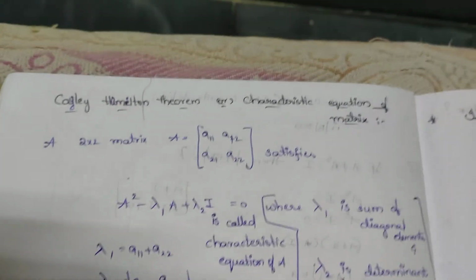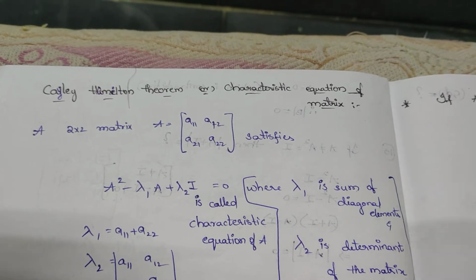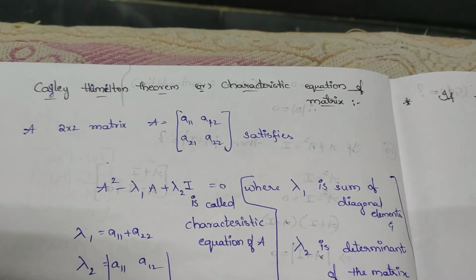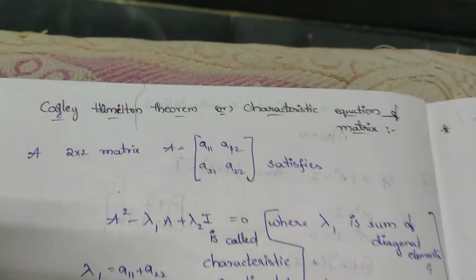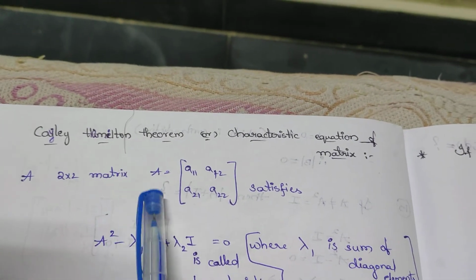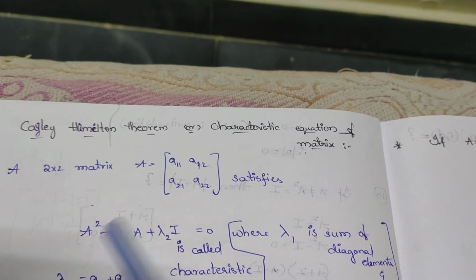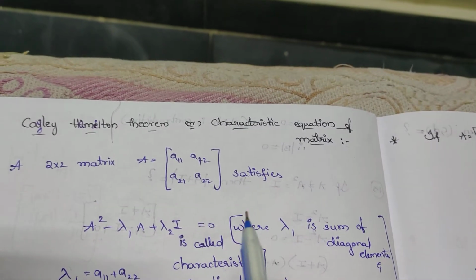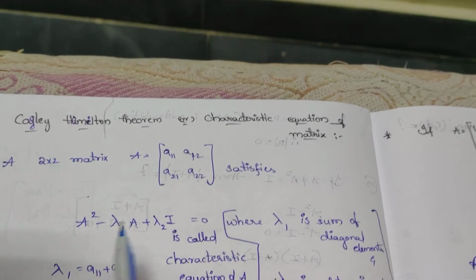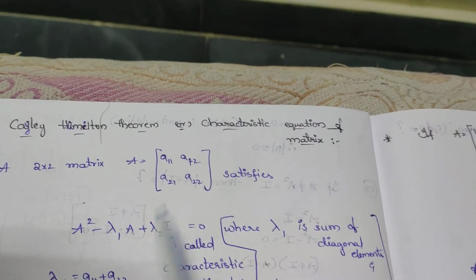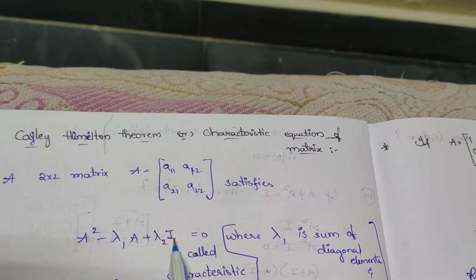Good morning, students. Now we are going to discuss the Cayley-Hamilton theorem, or the characteristic equation of a matrix. This is one of the important topics. If A is a 2 by 2 matrix, and let us consider the matrix as A11, A12, A21, A22, it satisfies the equation A square minus lambda 1 into A plus lambda 2 into I is equal to 0.